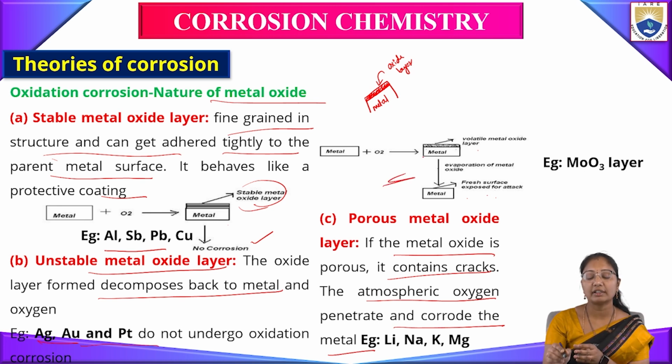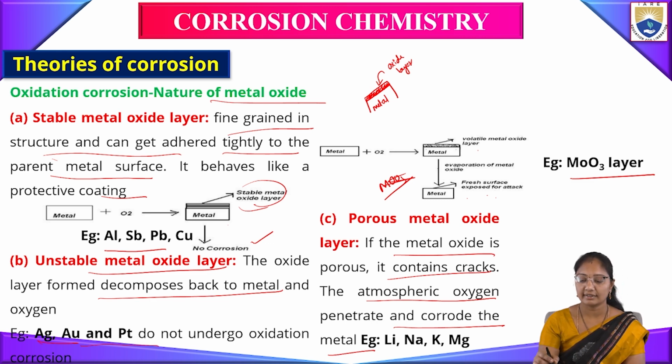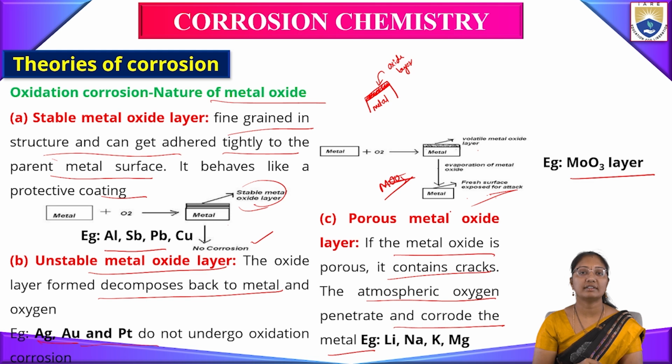So coming to the volatile metal oxide layer, the example is the molybdenum oxide layer. The molybdenum oxide layer is the best example of an unstable and volatile metal oxide layer. It forms a layer on the surface, which evaporates, and the next layer of the metal is exposed to the attack. So the next layer is ready and the fresh surface is exposed for attack. So these are the different types based on the nature of the metal oxide.